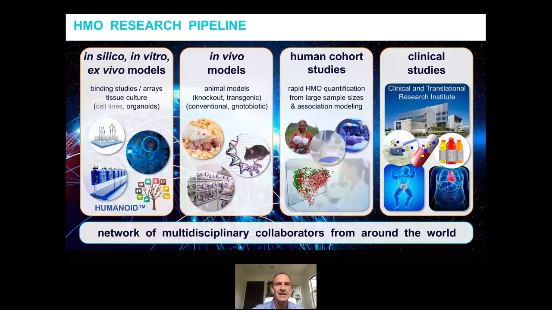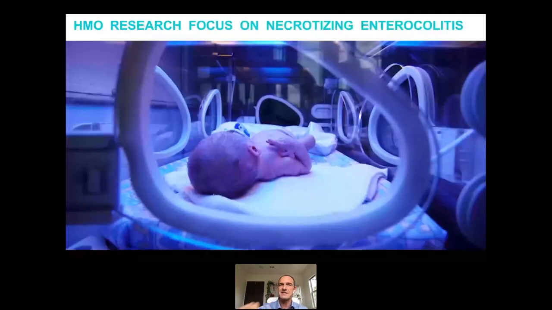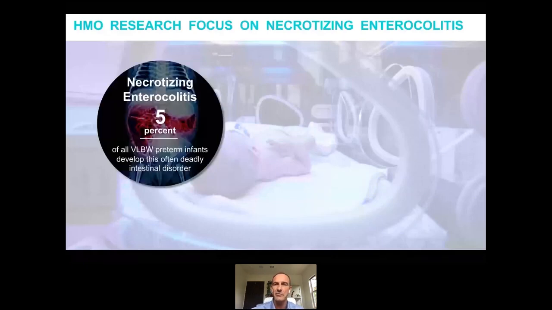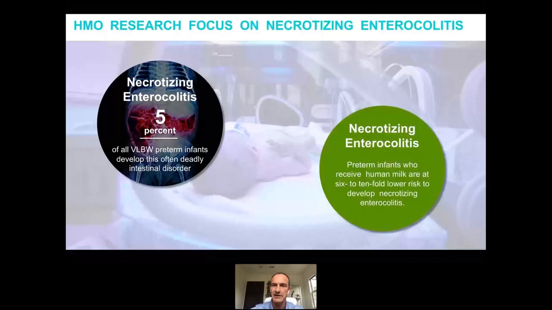So let's focus on one specific disease area, just one slide to show you how we work on oligosaccharides and what's needed to really get to some answers there. This is in the context of necrotizing enterocolitis, which is a disease that affects very low birth weight, preterm infants, and affects about 5% of them. On the other hand, we know that preterm infants who receive human milk are at a 6 to 10-fold lower risk to develop this disease. And our question was, what is in human milk that prevents this devastating disease in the preterm infant?